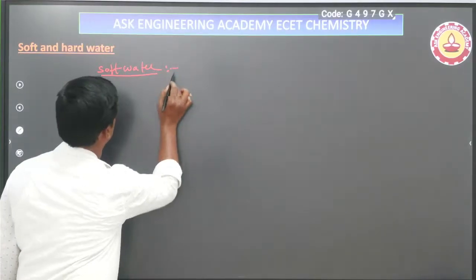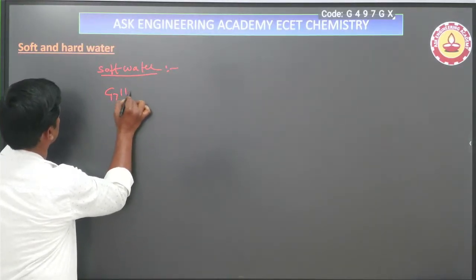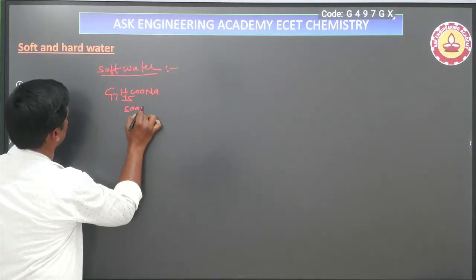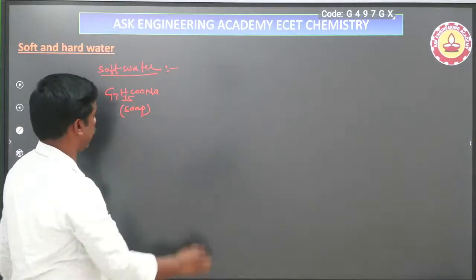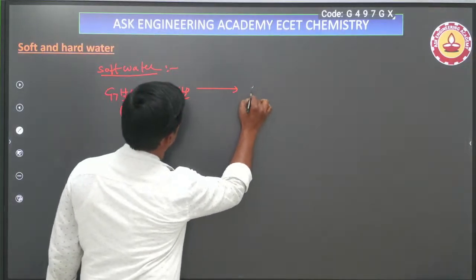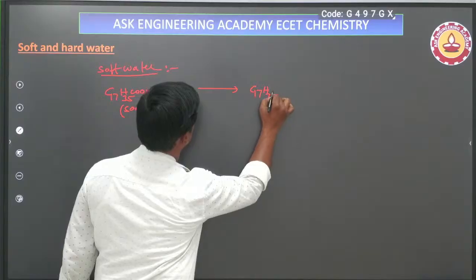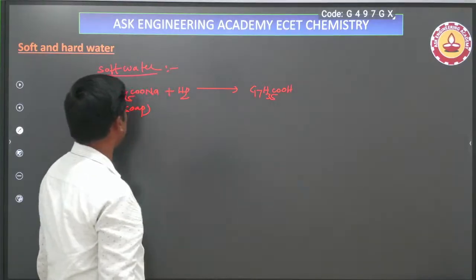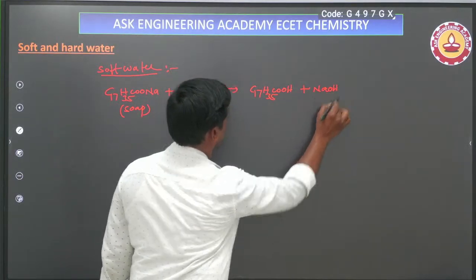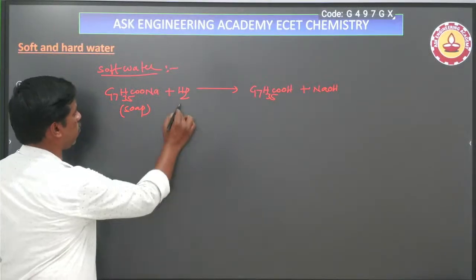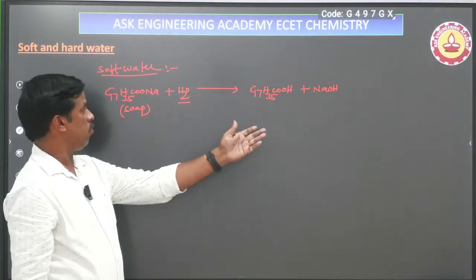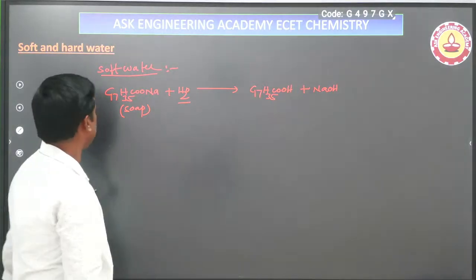What is the soap chemical formula? C17H35COONa. Soap is the sodium salt of stearic acid. Whenever soap combines with H2O, what is going to form? C17H35COOH, stearic acid, is going to form. What is the byproduct that is released? NaOH. Here there are no salts; water directly combines with the soap substance continuously to produce stearic acid, giving much lather.